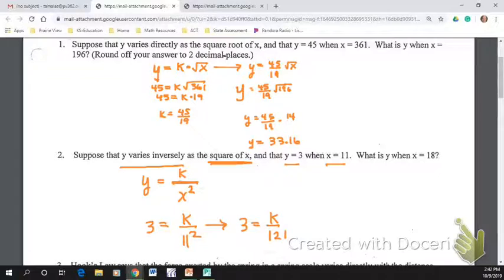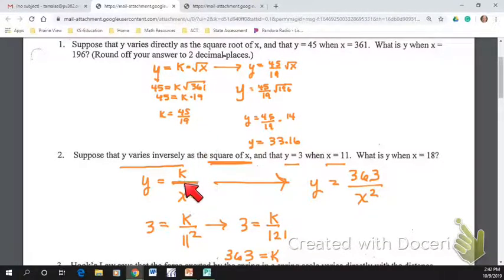You multiply by 121. So 3 times 121 would be 363. So now I can rewrite this equation, and this time I know what k is. K is 363 divided by x squared. Okay? So Jesse, why did we divide on this one and we multiplied on this one? We multiplied here, we divided here.